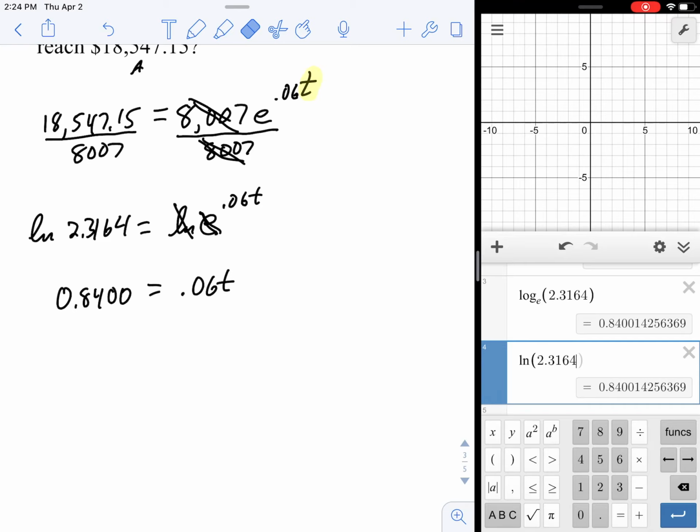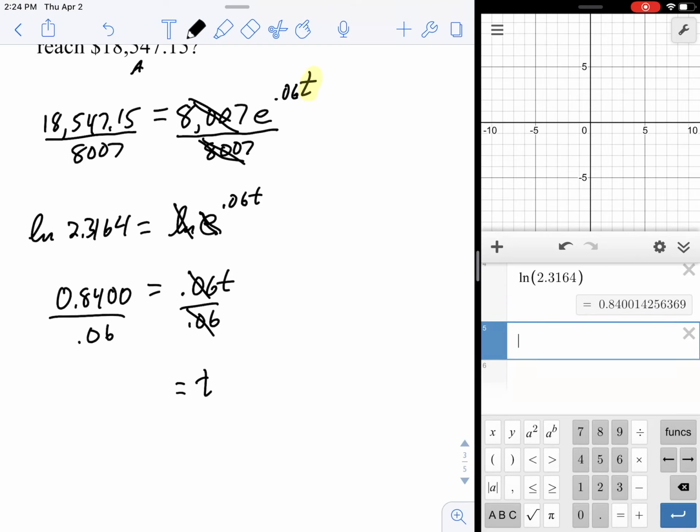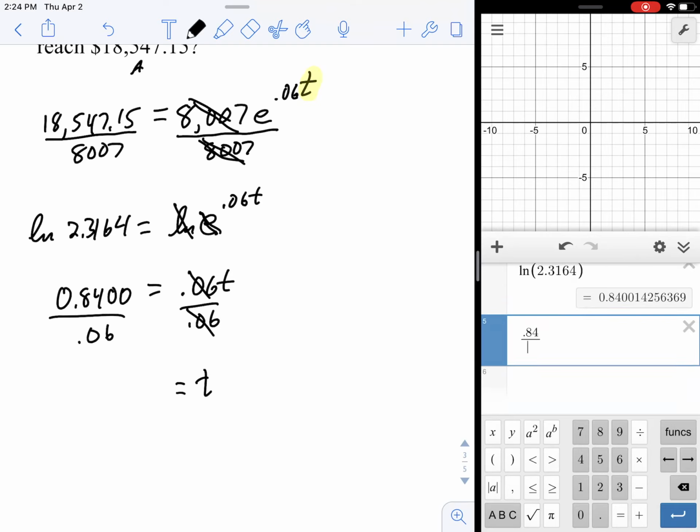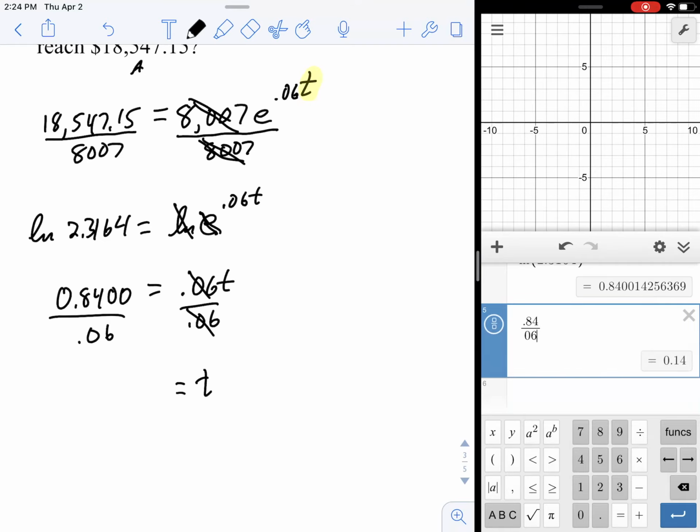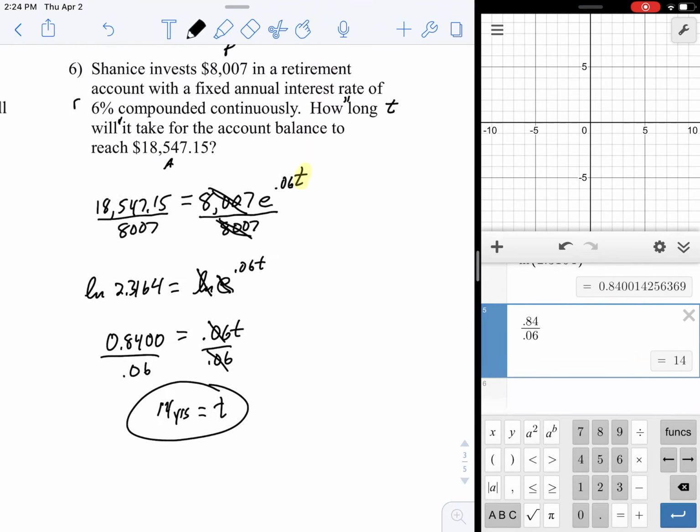To finish this problem, I need to now divide both sides by 0.06. That cancels out. So if I start a new line, 0.84 divided by 0.06, we get 14, exactly 14 years. So that's our answer to this.